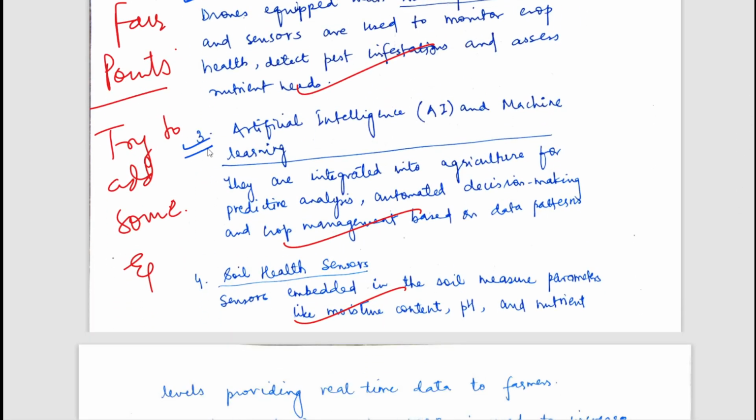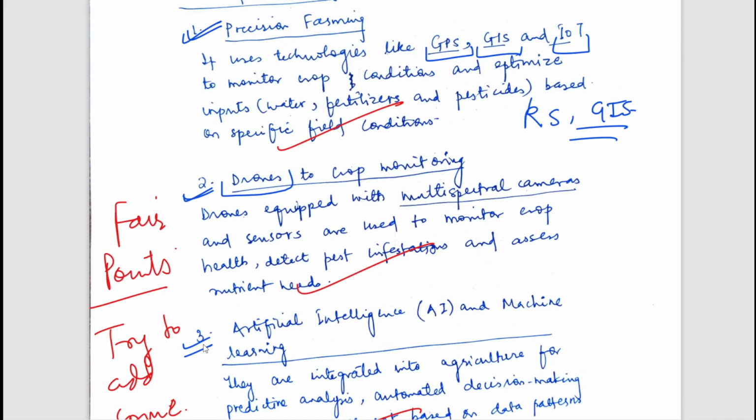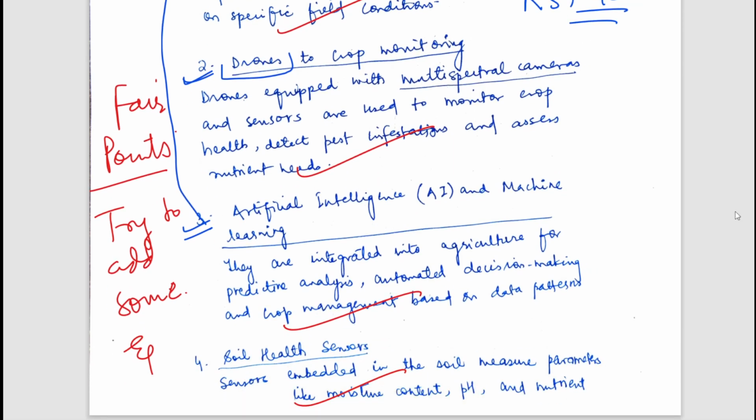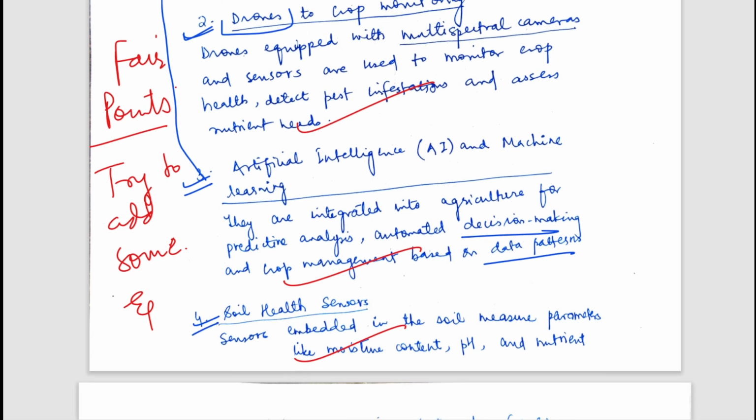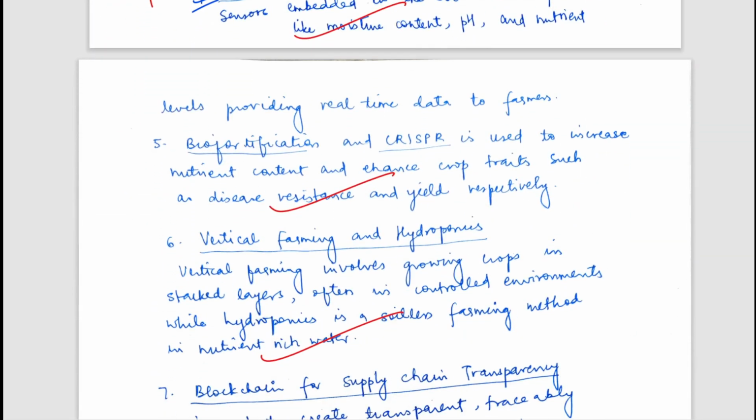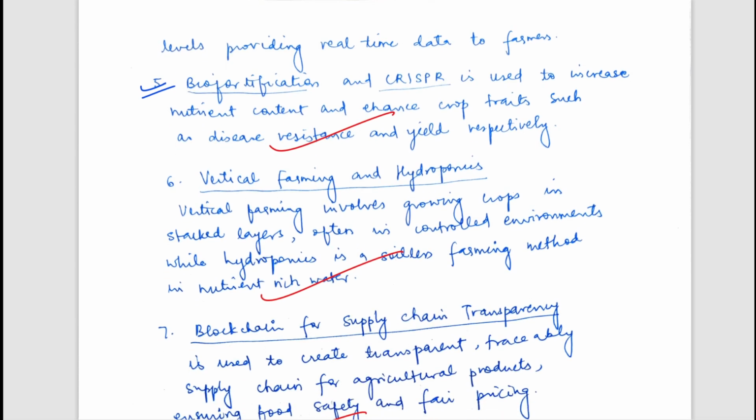Artificial intelligence and machine learning, although this point can be integrated into precision farming if the student could, because it is a part of precision farming also, as certain data patterns and decision making patterns can be made using artificial intelligence. There are soil health sensors. Then we have biofortification, a new thing through which we can enhance the quality of the grains. We can add certain vitamins, certain proteins, anything which is not naturally present in the grains. Not only grains, but also vegetables, fruits, anything can be biofortified.